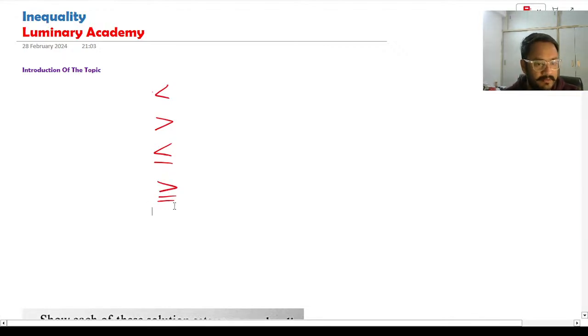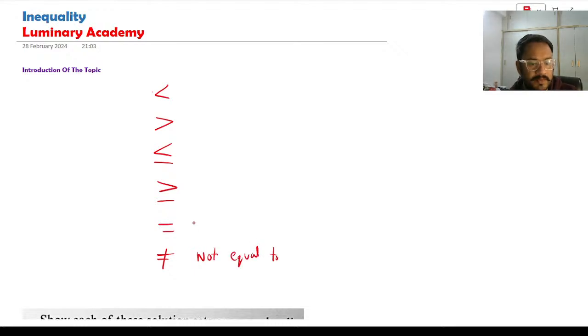Sorry, there's just one sign. So it should be greater than or equal to, and equal to, and not equal to. So this means not equal to. This means equal to sign. This you already know. We generally consider this side of the inequalities. So we need to look at the left hand side, right? So this left side we need to look.